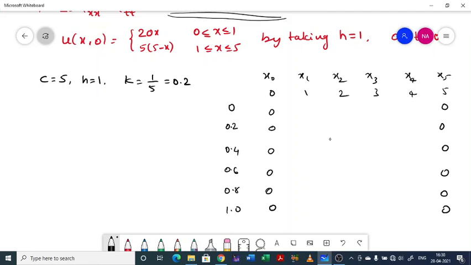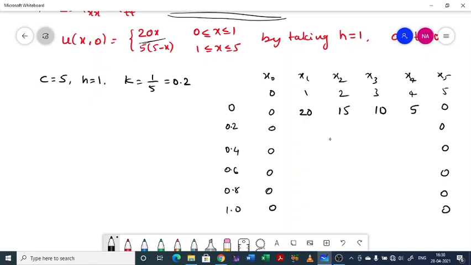And for this first row you have to use this formula. So when x equal to 0, it is 0, no problem. When x equal to 1, you have to use this value 20. Even if you take this one, the same value you get, no problem. When x equal to 2, use this one, 5 into 5 minus 3, 5 into 3, 15. X equal to 3, 5 into 2, so 10, then 5. At x equal to 5 it becomes 0, obviously. Next, I have to write the next values.